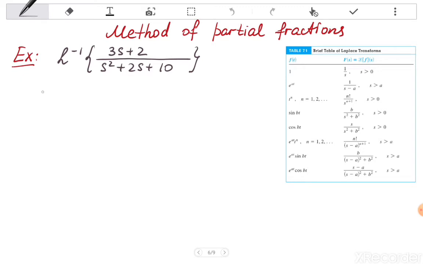This fraction is not the same as the fractions in the right column of the table, but we can write the denominator by completing the square: s plus 1 squared plus 9, so 3 squared. And the numerator is different. It cannot be sine or cosine. It cannot be e to the at sine or e to the at cosine, because the numerators here are different. What can we do in this case?